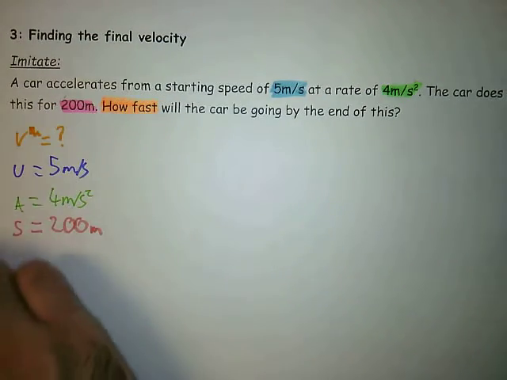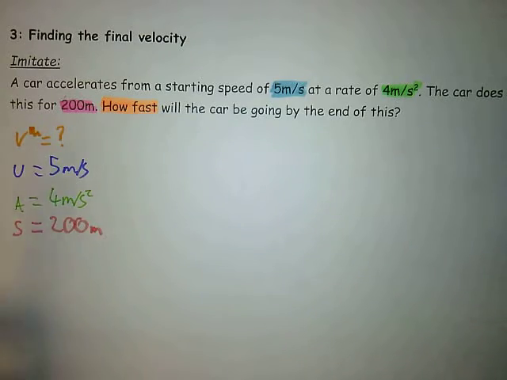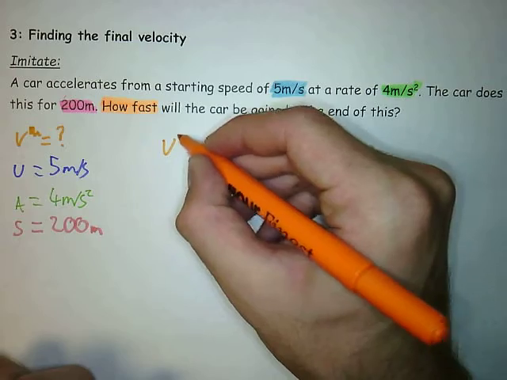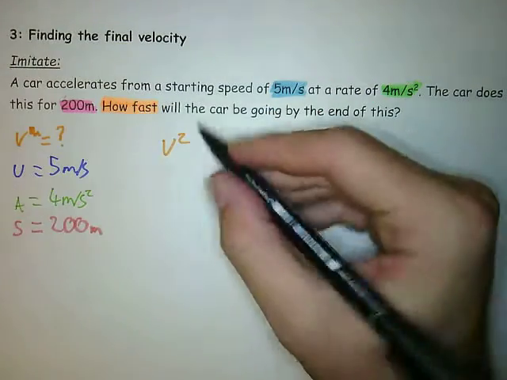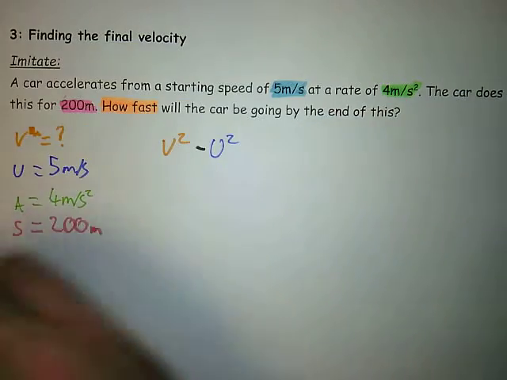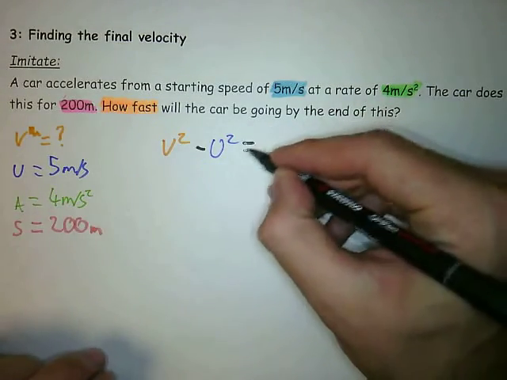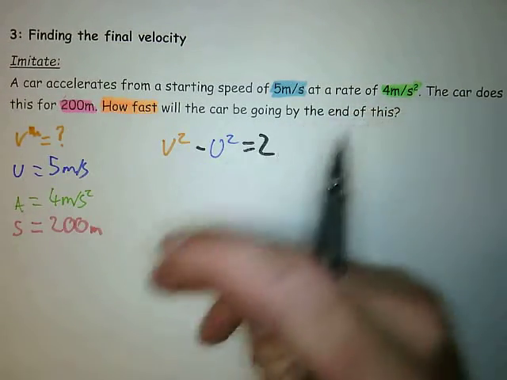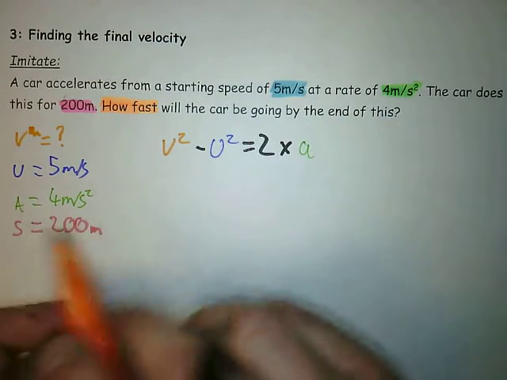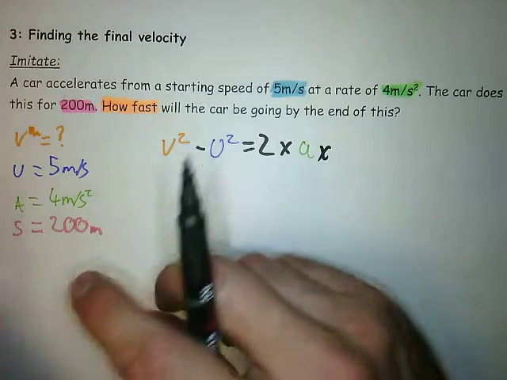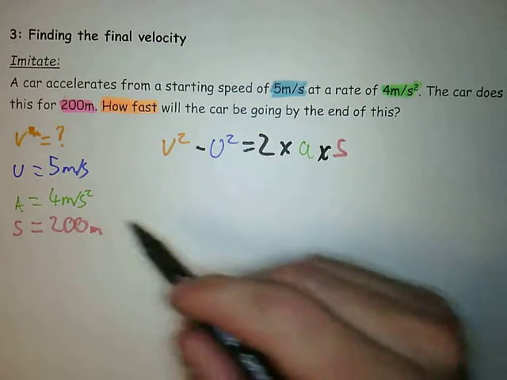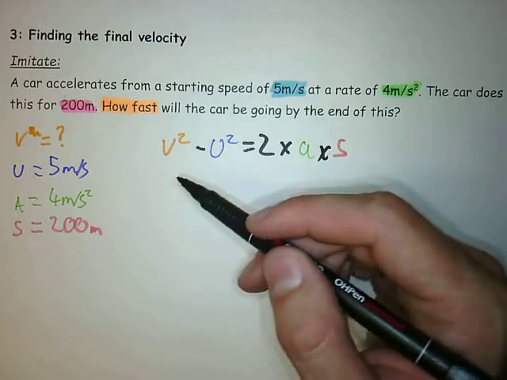Okay, so straight away, going to get on to writing out our equation. So we've got v squared minus u squared equals 2 times a times s. Right, now all we need to do is substitute our numbers in.